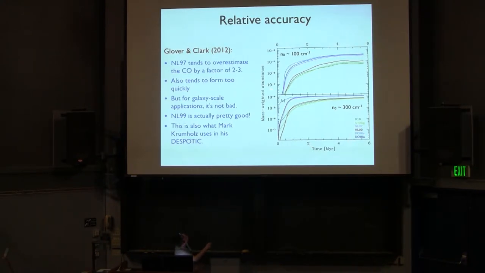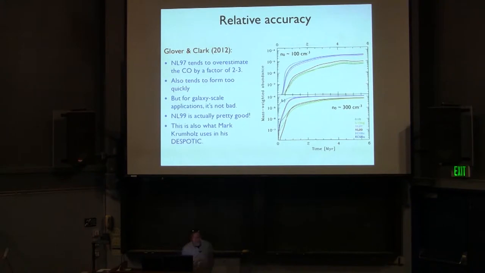And so this was just a plot of the mass weighted abundance of the H2 and the CO in the simulation as a function of time. It was a turbulent cloud run in Zeus, and it had an initial number density of 100, and then there's a more dense cloud down here. And you see the dense cloud forms its CO faster. And what you see is there's a kind of rapid evolution, then things start to plateau off.